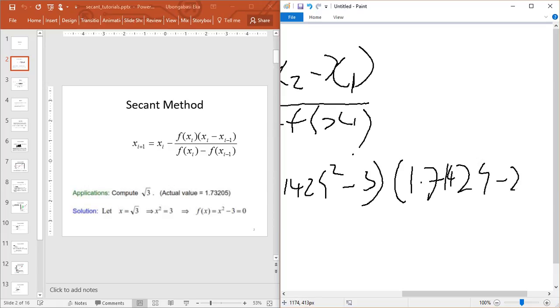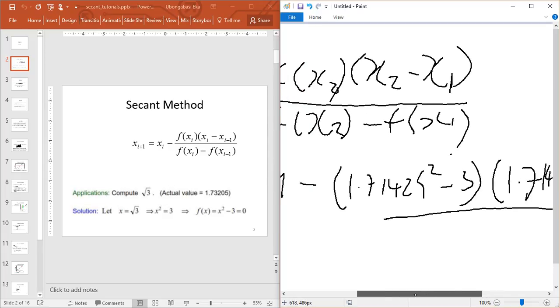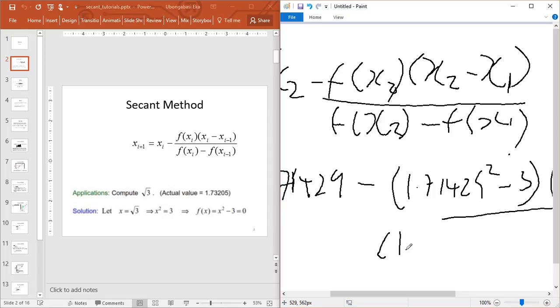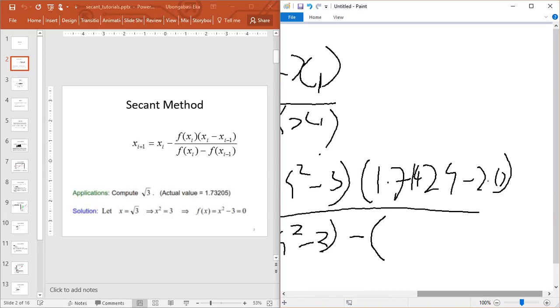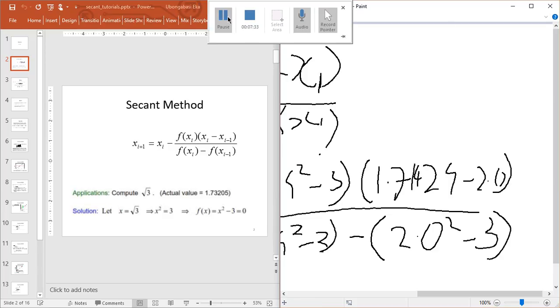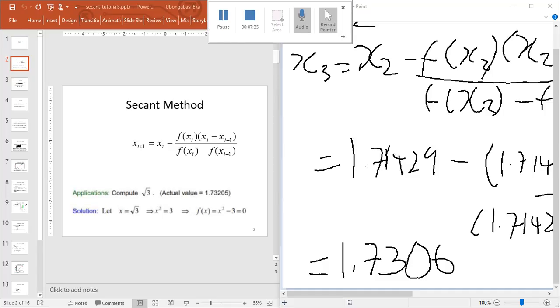1.71429 minus 2.0 all over 1.714 square minus 3. Let me see. minus 2.0 square minus 3. So this is the closest you can get. You can continue if you want, but it's good enough, so we'll just stop here for today.